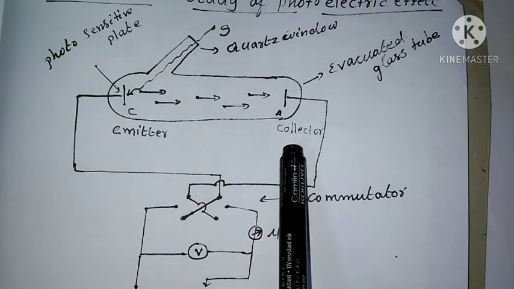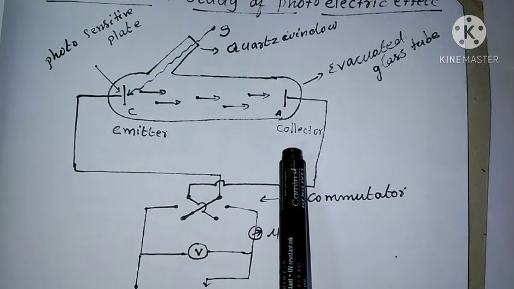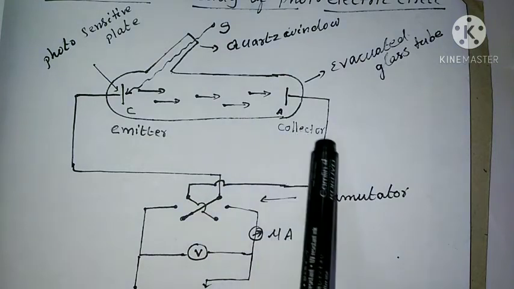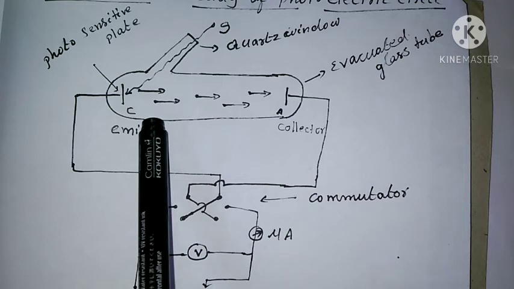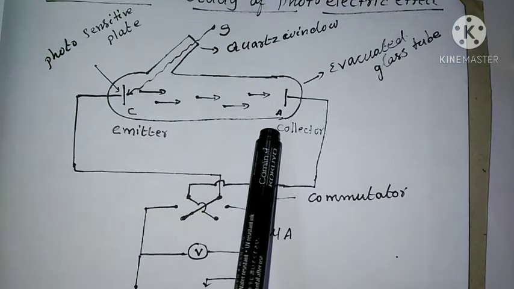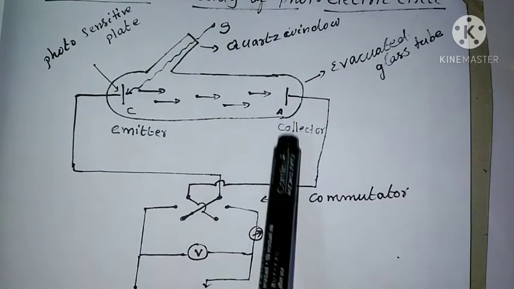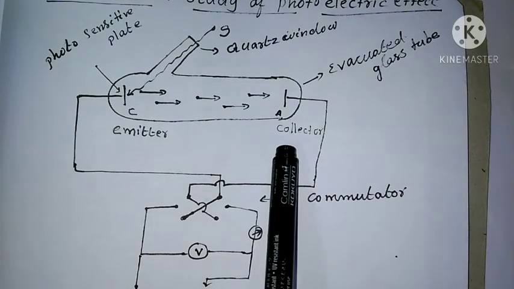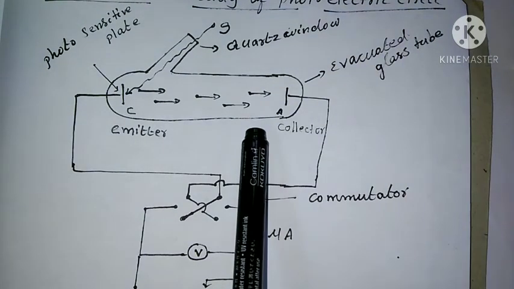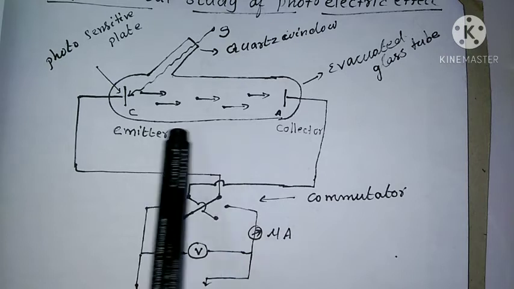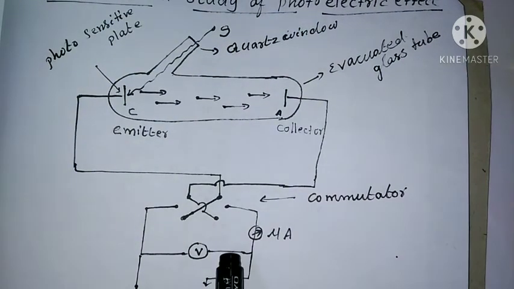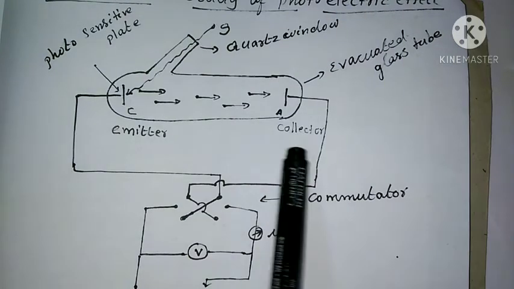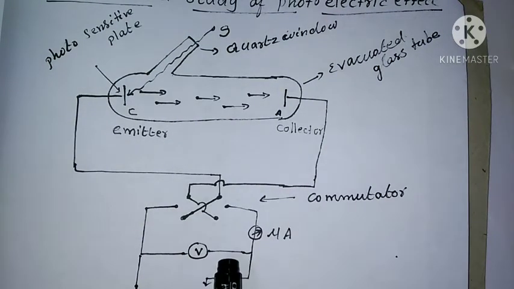Then, when you increase the negative potential again, the photocurrent becomes zero, because the electrons emitted from the emitter are repelled by this negative potential, which is very high at the collector. It repels the electrons, so no current flows through the circuit. That is, the photocurrent becomes zero.